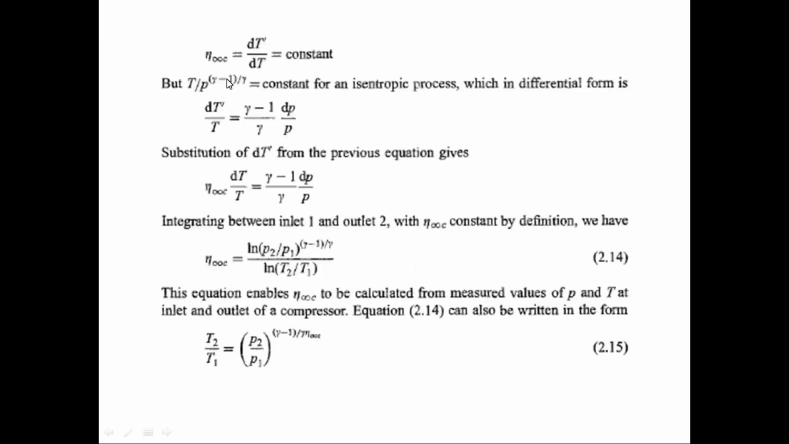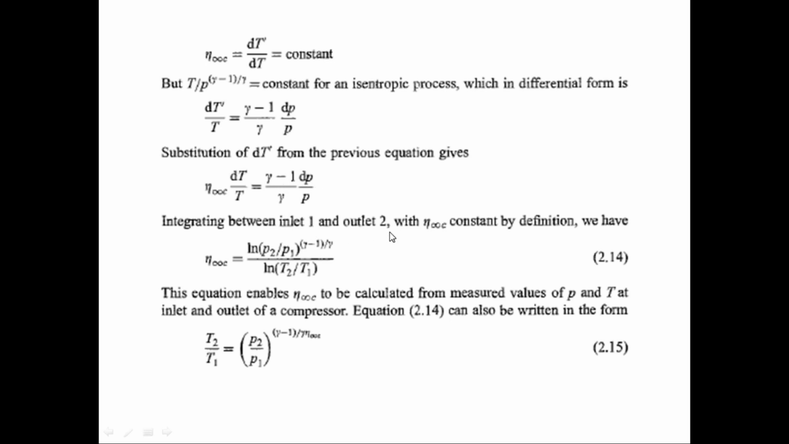overall rise in temperature. The polytropic compressor efficiency can be written in the differential form as dT dash by dT is equal to constant, and from the isentropic process we know T by P raised to power gamma minus 1 by gamma is constant, which in differential form can be written as dT dash by T is equal to gamma minus 1 by gamma dP by P. Now substituting the value of dT dash from the above equation, we can replace dT dash with the polytropic efficiency of the compressor times dT, so dT by T equals gamma minus 1 by gamma dP by P.